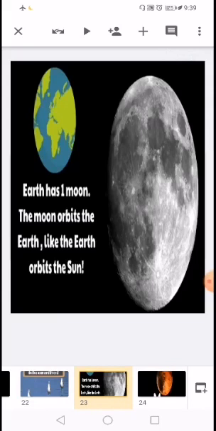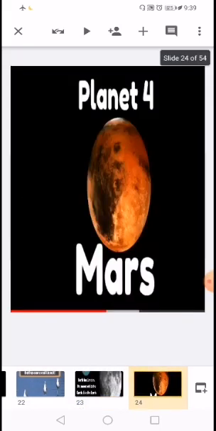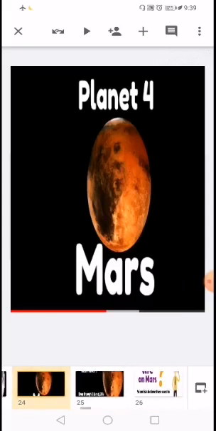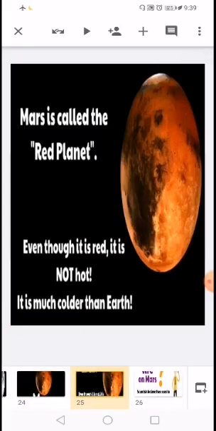The fourth planet is Mars. Mars is present between the Earth and Jupiter. The color of Mars is reddish orange. Because of its color, Mars is called the red planet. Even though it is red, it is not hot. It is much colder than Earth.